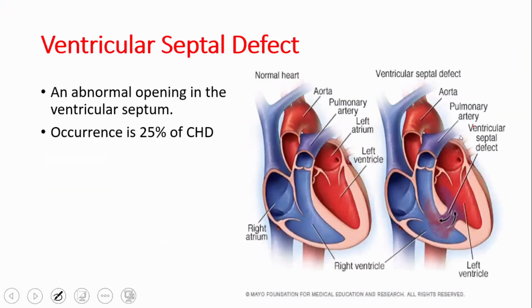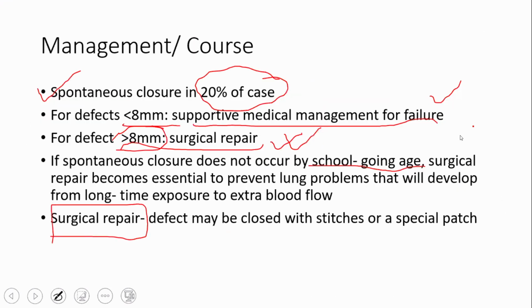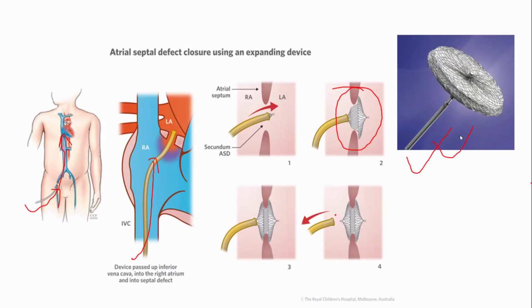Okay, and we should close the ASD as early as possible to prevent excessive blood flow in the lungs, which will lead to pulmonary hypertension and then to chronic lung disease. So this is all about ASD. Any questions? Any questions, babu? Or has everyone fallen asleep?